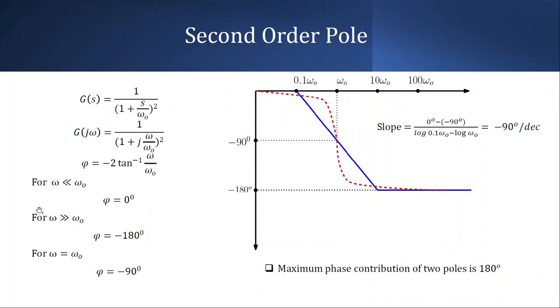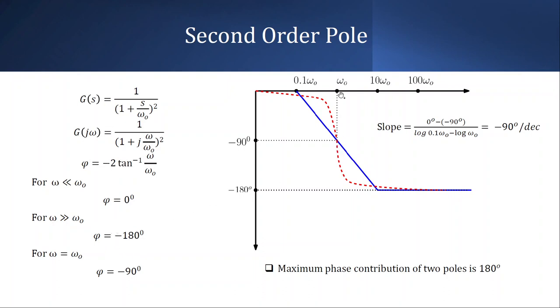So if there are two poles, what would happen to the phase when omega is much less than omega 0? The phase of this transfer function is given by this expression, phi equal to minus 2 into tan inverse of omega by omega 0. So you put omega equal to 0, you see that it is 0 degree, right? You put omega equal to omega 0, you see that phi equal to minus 90 degree. When omega is much greater than omega 0, that is omega tending to infinity, you find that it is minus 2 into pi by 2, that is minus pi, so minus 180 degree.